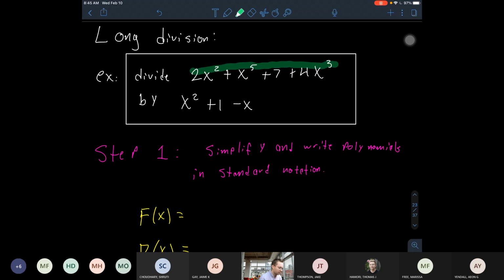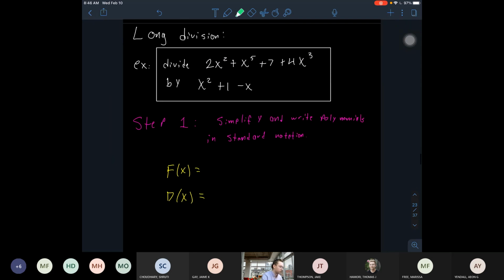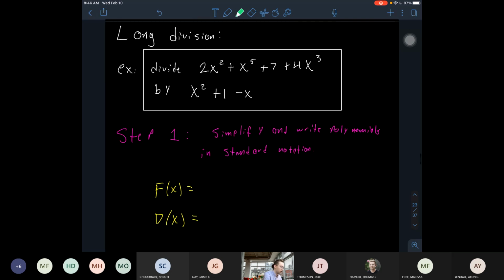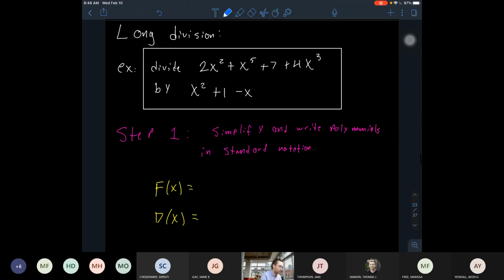Okay, so here we have an expression, 2x squared plus 5x to the 5th plus 7 plus 4x cubed, and we want to divide it by x squared plus 1 minus x. Okay, that's what we want to do. So I'm going to teach you guys how to use long division. There's another way of doing this called synthetic division, which you can use if you want in the book. I'm not going to describe it today because it's time consuming and it's really just the same exact thing as long division, but a different way of writing it. So I'm just going to teach this way. If you want to use synthetic division, you can.